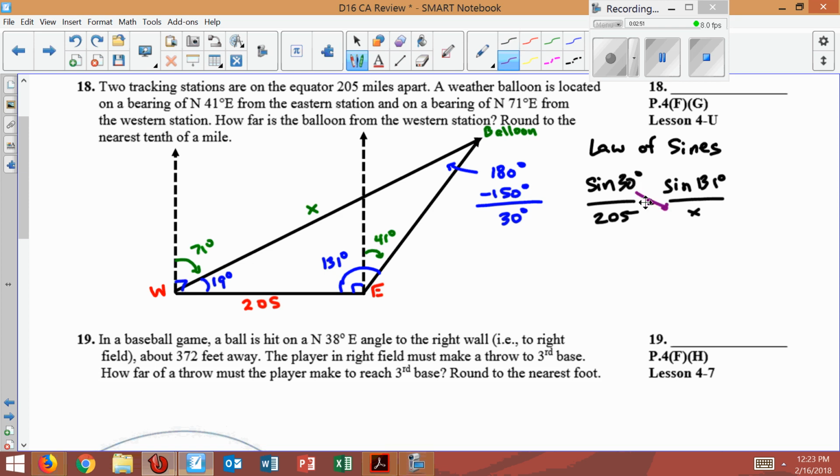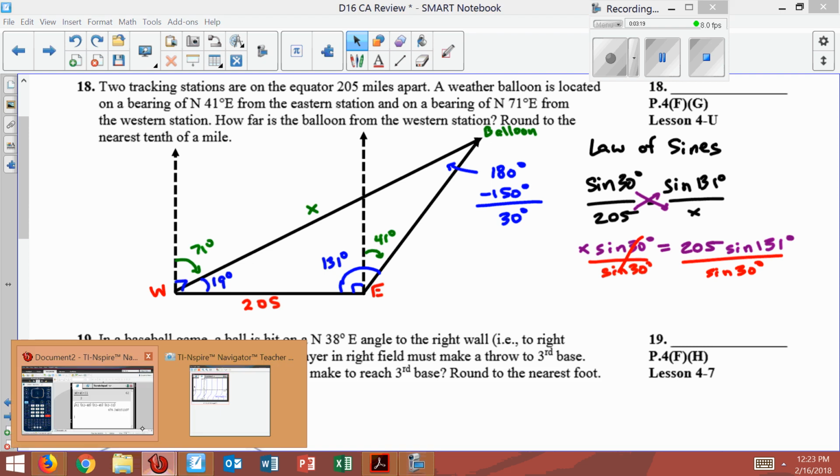Now, I know you can use a solver if you so desired, but I'm going to write out the algebra here. So I would have x times sine of 30 degrees equals 205 times sine of 131 degrees. That was cross multiplying. Your last step is you would divide this by sine of 30. So I'll type that in the calculator and let's see what we get.